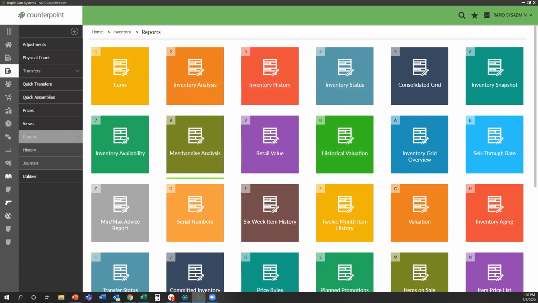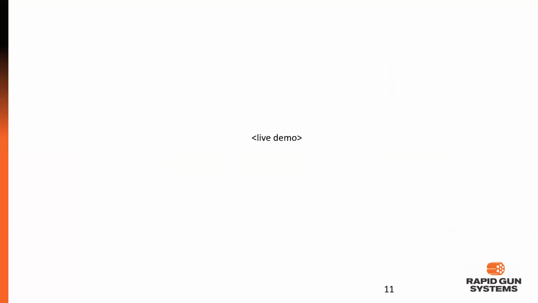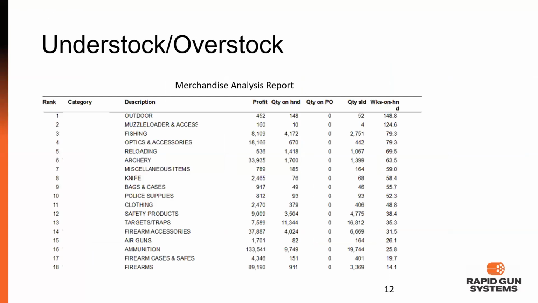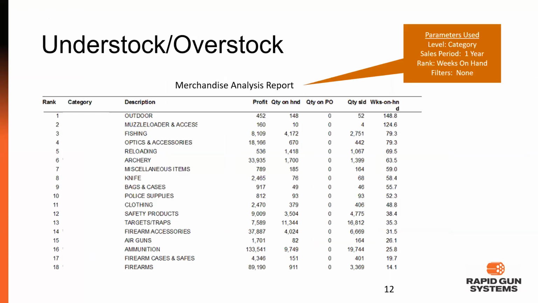we can flip back over and let's look. What I'm going to do now is show you about 4 or 5 reports that help us manage our inventory using that merchandise analysis report. So this first one that I'm running, I'm running it at a category level. I ran it for a period of 1 year. I ranked it by weeks on hand, and I didn't apply any other filter to it.